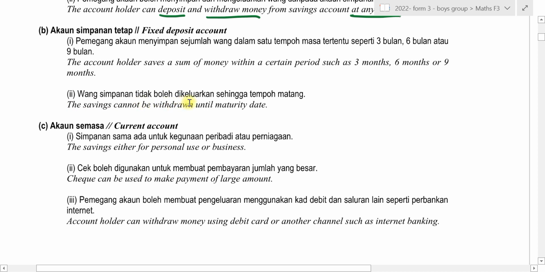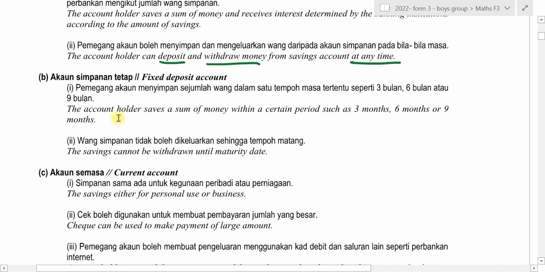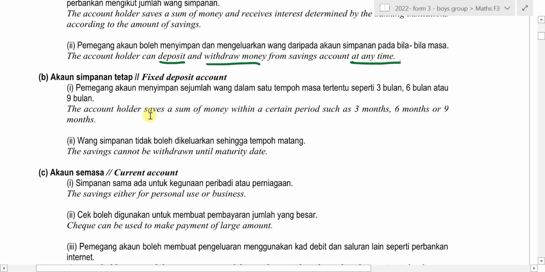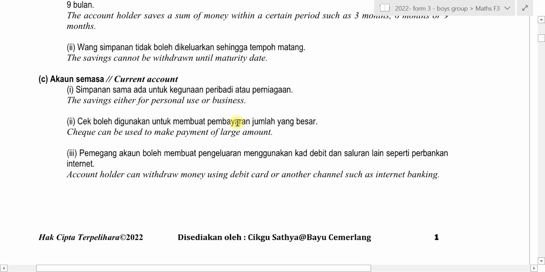The savings cannot be withdrawn until the maturity date. Maturity date means you contract for 3 months; after 3 months only you can withdraw. The 3 months period is the maturity date. That is about the fixed deposit account. Savings account, you can withdraw anytime, you can deposit anytime. Fixed deposit, you fix for a few months, and you cannot withdraw until your maturity date is reached.